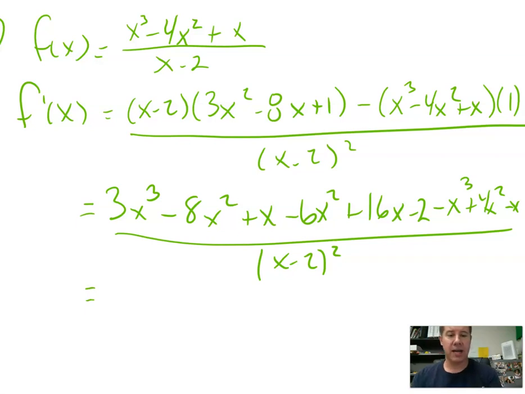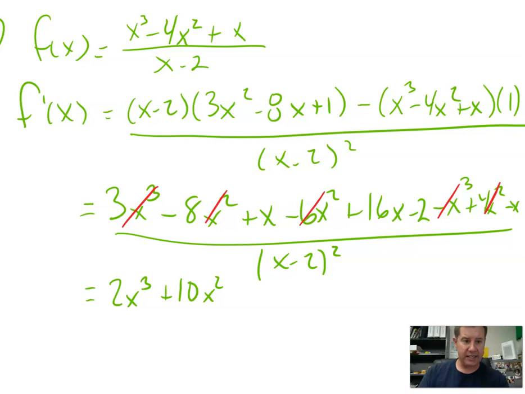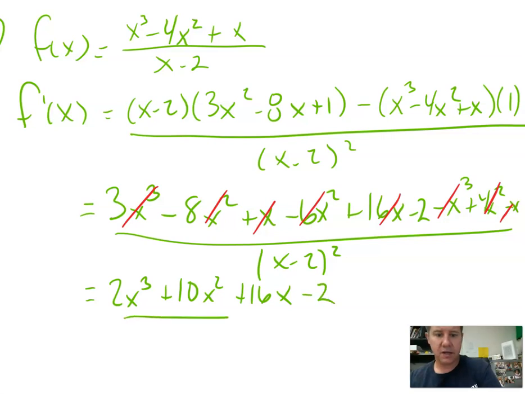Now I got 3x cubed minus x cubed is 2x cubed. Cross those out. Then I got negative 8x squared minus 16x squared is negative 14x squared plus 4x squared is negative 10x squared. So I cross those out. And then we got x plus 16x is 17x minus x is back to 16x. And then I cross all that stuff out. Keep track of all my terms here. And then it looks like I just have a minus 2 left. All of this over x minus 2 squared.